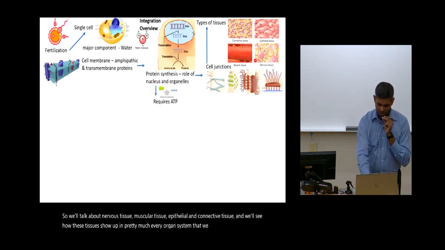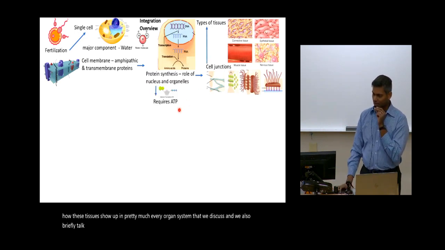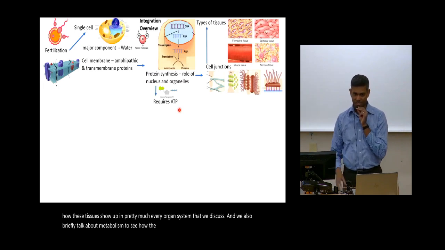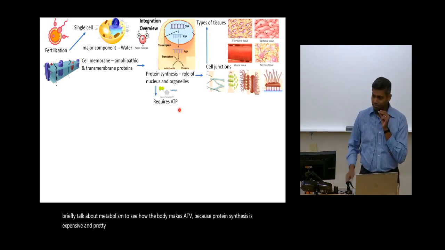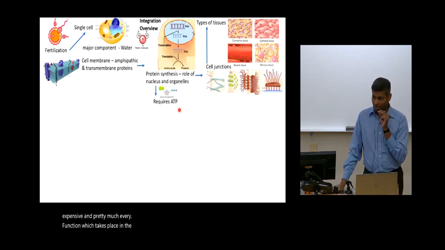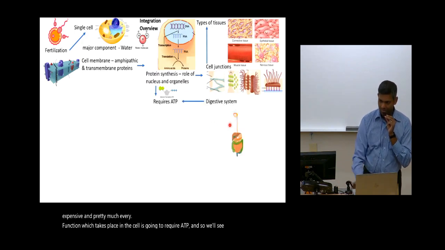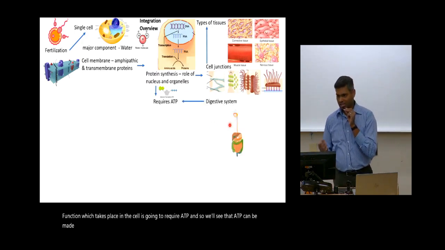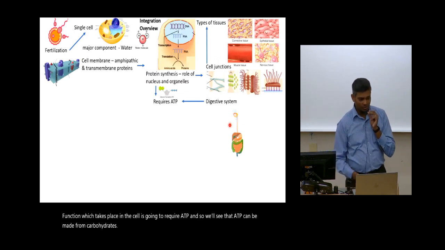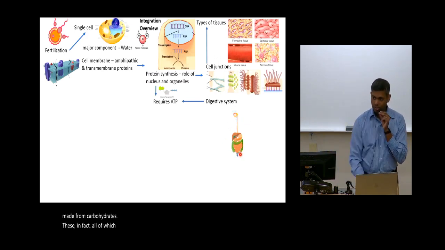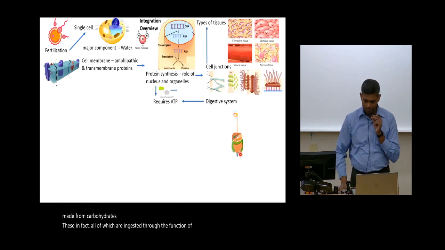And we'll also briefly talk about metabolism to see how the body makes ATP, because protein synthesis is expensive, and pretty much every function which takes place in the cell is going to require ATP. And so we'll see that ATP can be made from carbohydrates, proteins and fats, all of which are ingested through the function of the digestive system.